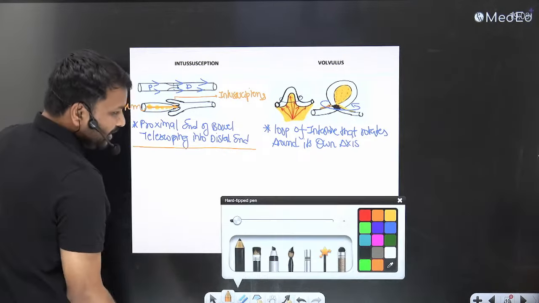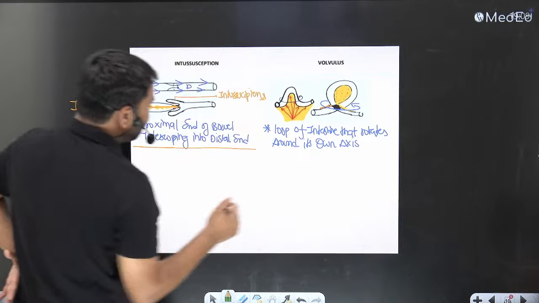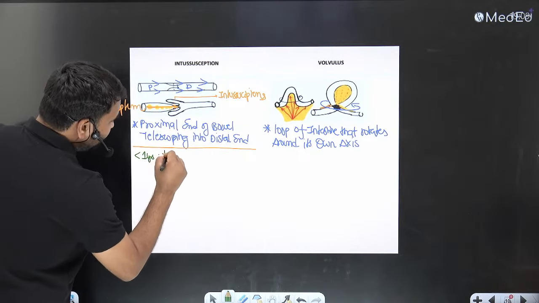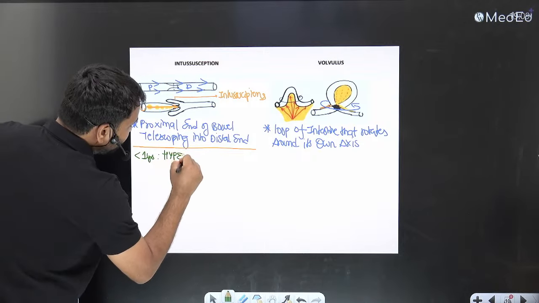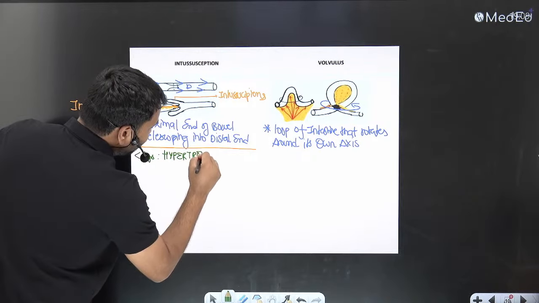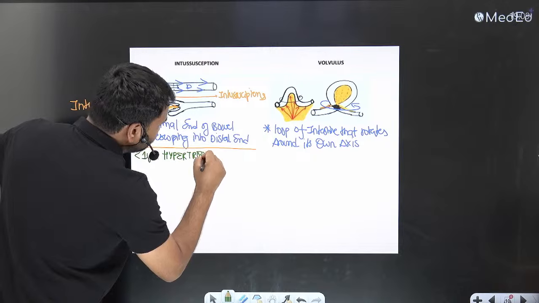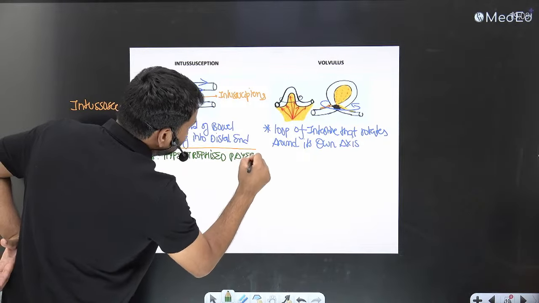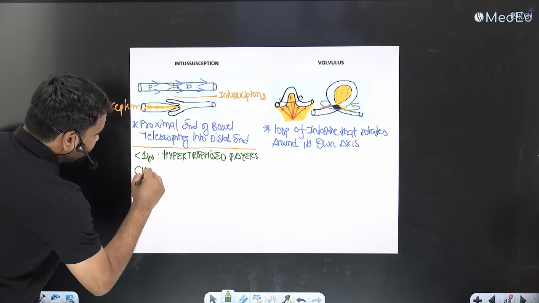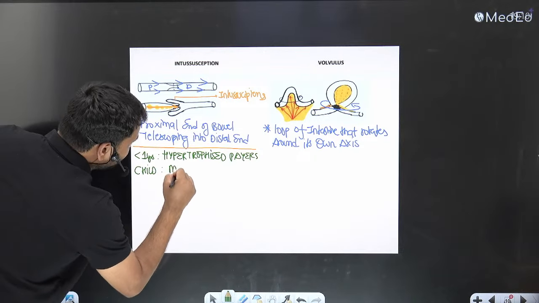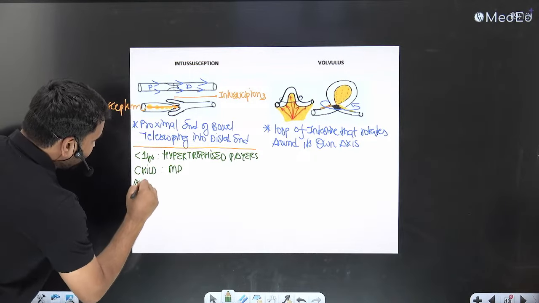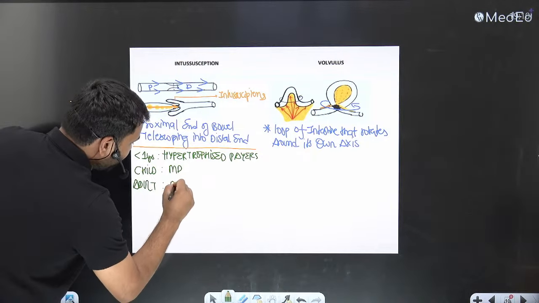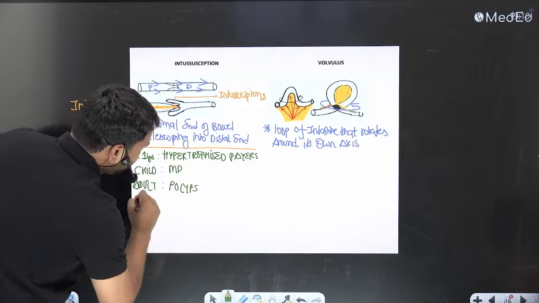Now, when you talk about the lead point, it is going to be age specific. In age less than 1 year, it is your hypertrophied Peyer's patches that acts as lead point. In children, the most common lead point is your Meckel's diverticulum. In adult, the most common lead point is going to be your polyps, right?